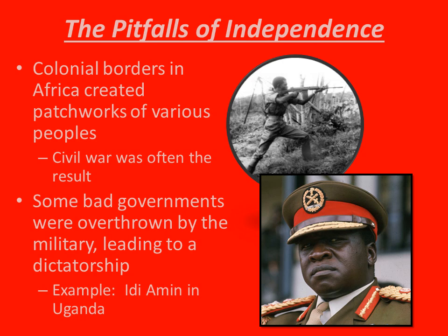In some cases, governments were put in charge who were incompetent and weak and had no idea what they were doing, and they were overthrown by the military in some cases, which led to dictatorships or one-party rule. An example of that would be Uganda, which was ruled by a military dictator named Idi Amin throughout the 1970s.